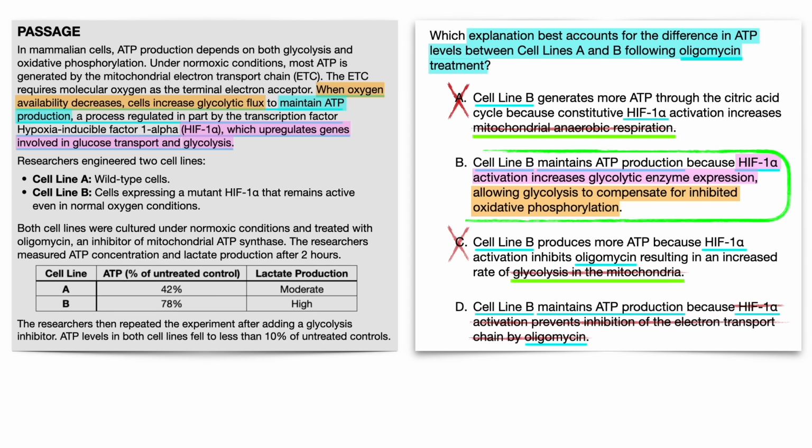and B, the correct answer. Plus, glycolysis in answer choice B is fundamentally on point with high lactate production for cell line B after treatment with oligomycin.